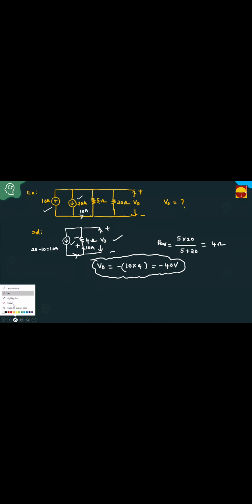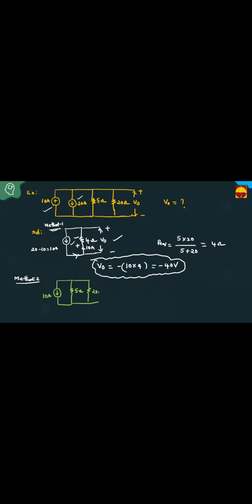If you want, there is another method also to solve. This is method 1. Here I am giving method 2. Any method you can follow. This 10, 20 opposite, this is 10 ampere. Always the current is in the high current direction. This is 10 ampere. This is 5 ohms. This is 20 ohms.